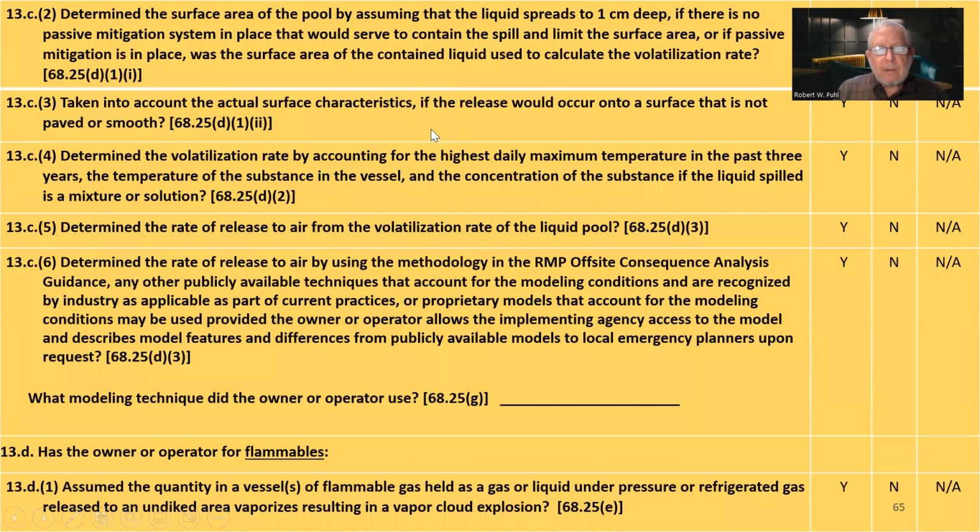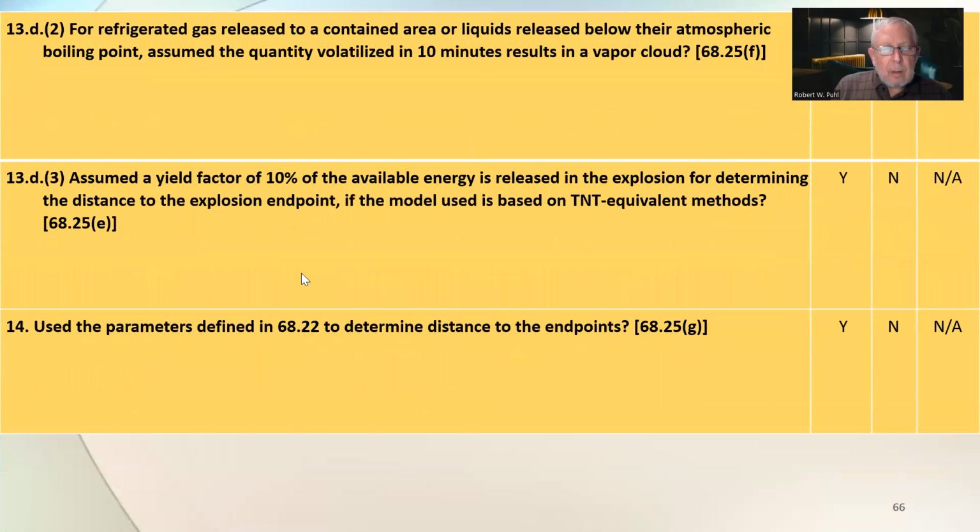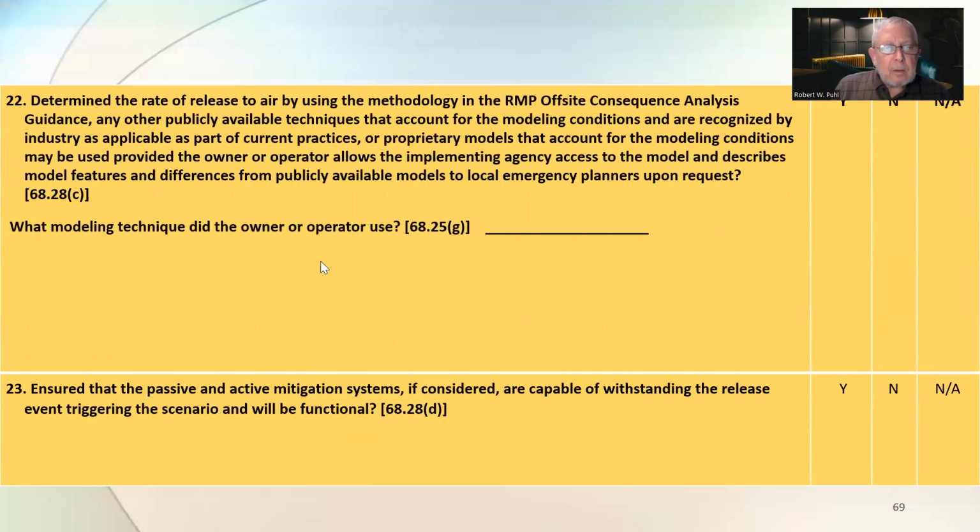This is for the release thing, take into account the actual surface characteristics. When you have a release scenario, the computer, if it's released, let's say you're in the middle of a parking lot, it's smooth and nothing there. It's a bit different than if you're in the middle of, well, there's trees.